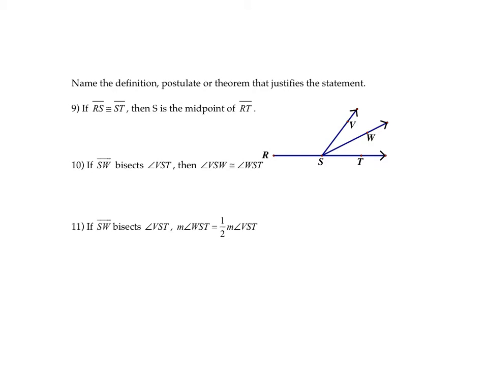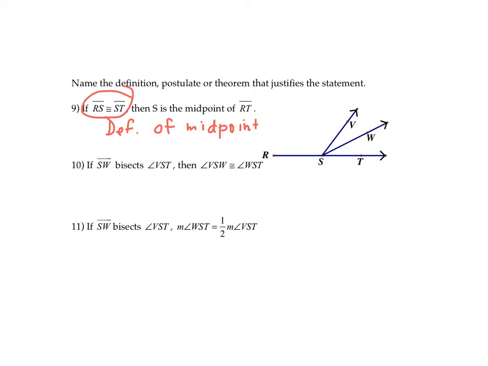Okay, a little more practice with our postulates and theorems. So number 9 says, if line segment RS is congruent to ST, then S is the midpoint of RT. That's the definition of midpoint. A midpoint is the point which divides a segment into two congruent segments. And that's what's going on here. So it's just the definition of what a midpoint is and what it does. It's not the midpoint theorem because it doesn't say that each of those segments is half of RT.